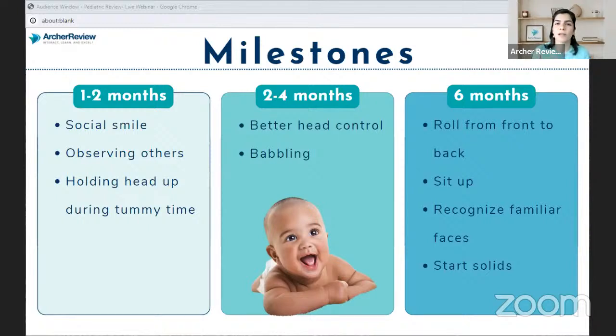And recognizing familiar faces. So recognizing mom, dad, immediate caregivers versus strangers. Stranger danger comes a little bit later, but should start to recognize familiar faces around this age.